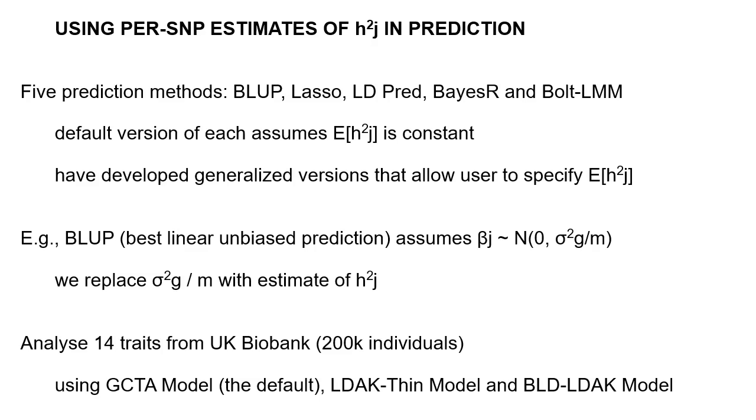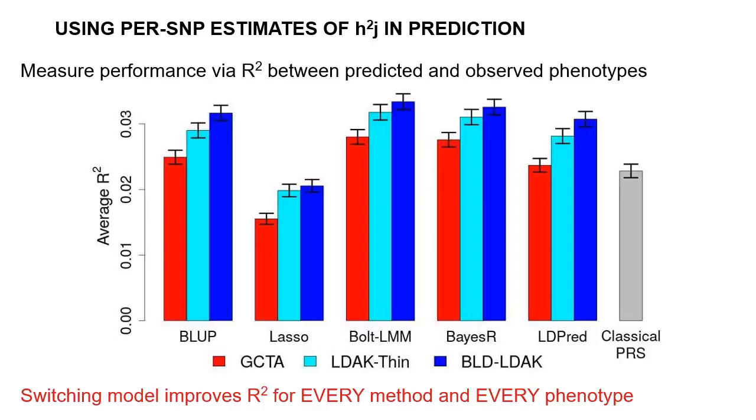We've used each of these 5 tools to analyse each of the 14 traits from UK Biobank. First, we assume the GCTA model, i.e. the default versions. Then we assume the LDAK-Thin model, which is a slightly better heritability model. And then we assume the BLD-LDAK model, which is our best heritability model. So here are the results. These bars report the correlation squared between predicted and observed phenotypes from each method, averaged across the 14 UK Biobank traits. In total, there's 5 blocks corresponding to the 5 methods, and then the colour indicates the assumed heritability model.